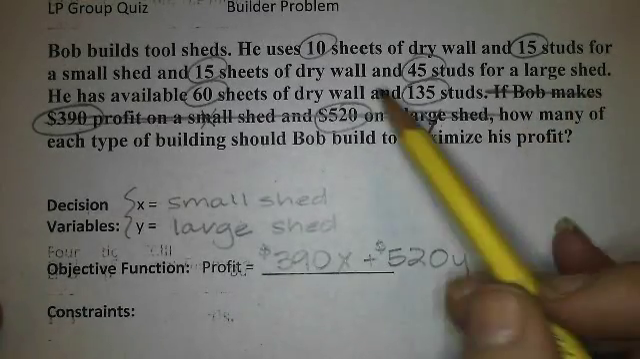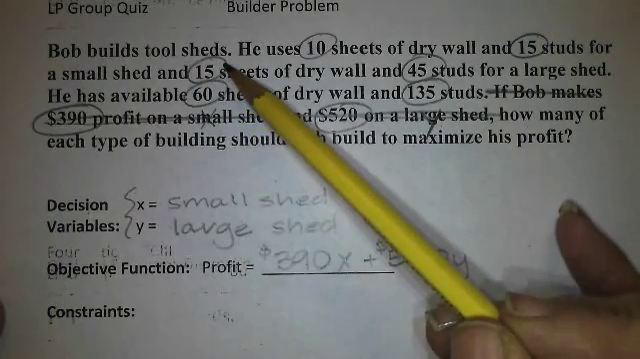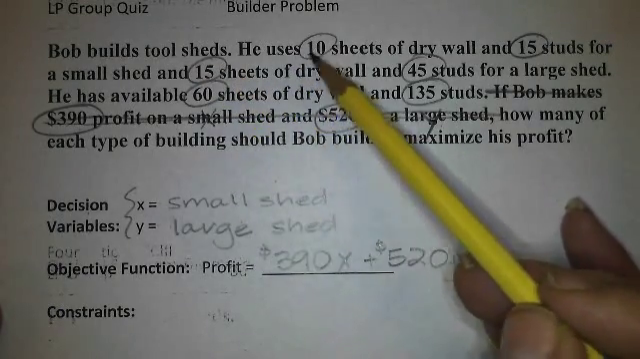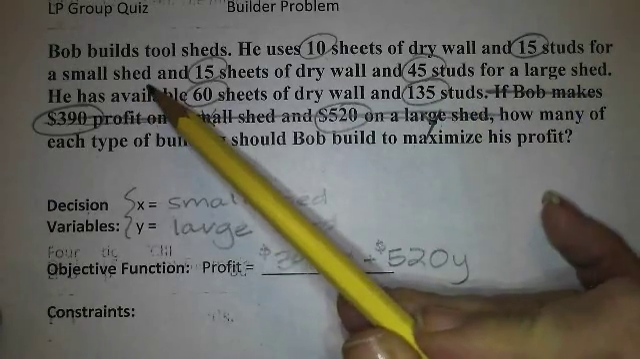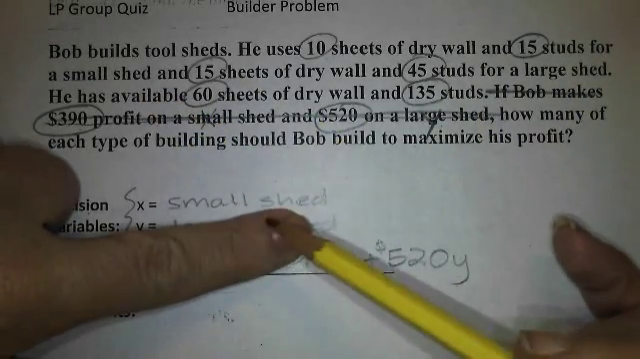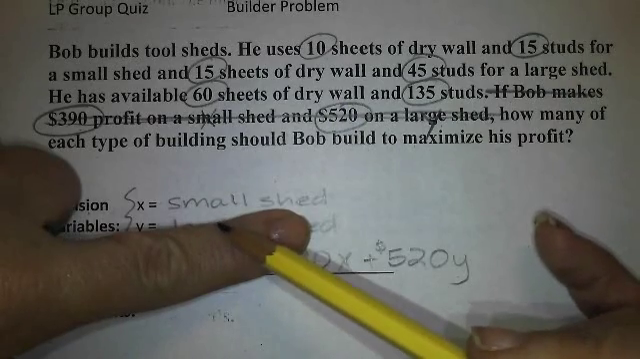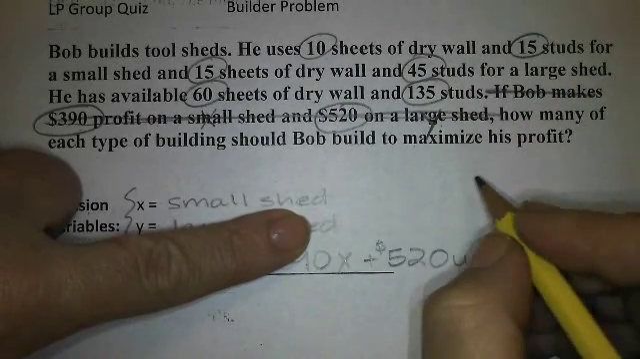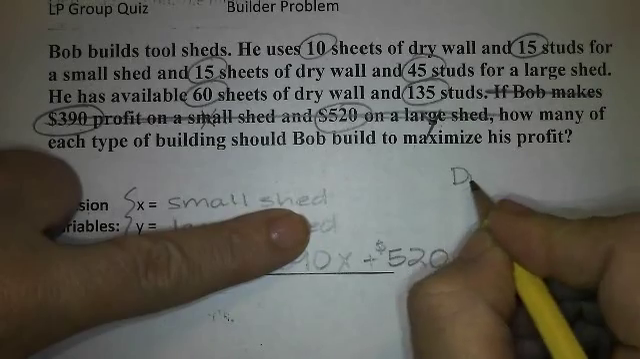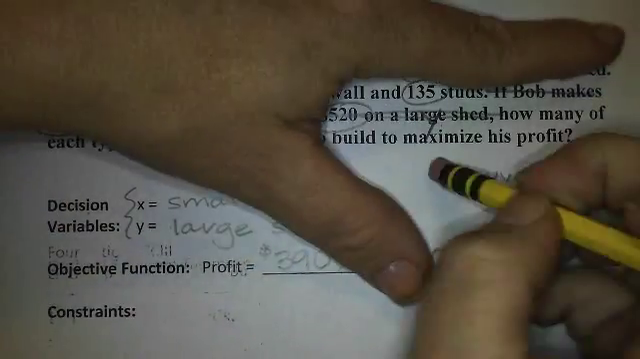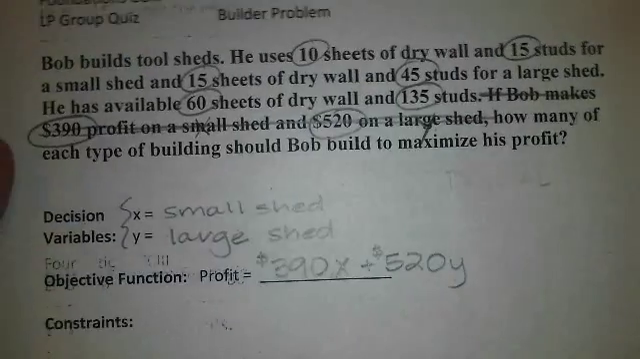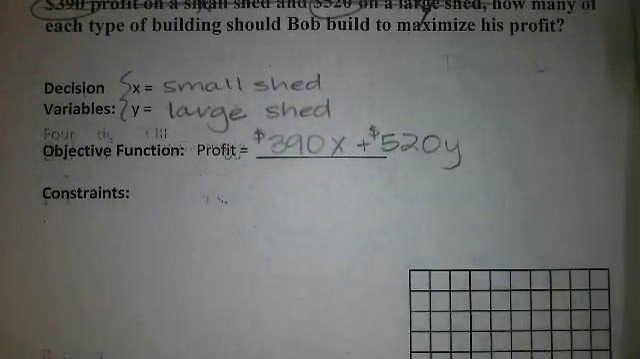So now I'm going to start looking at the rest of this, and it says, Bob builds his tool sheds, okay? He uses 10 sheets of drywall and 15 studs for a small shed, okay? Well, if you notice, both of those have to do with this X variable. So I'm going to start noticing that's two more things we're talking about. I'm going to put that over here with my constraints.